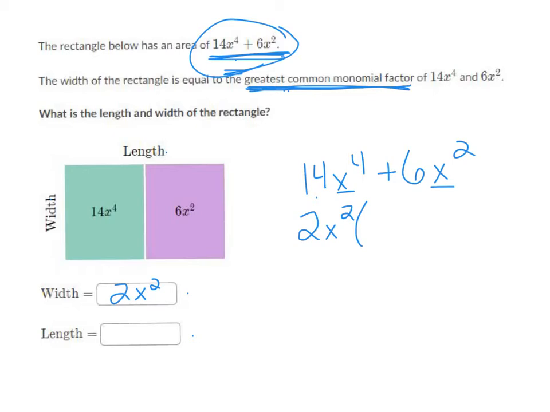2x squared. Think about what we would multiply 2x squared by to get 14x to the 4th. We'd multiply by 7x squared, and then this x squared is going to go away, but then we'd have 3, so our length is going to be 7x squared plus 3.